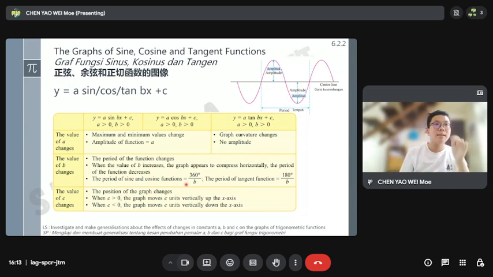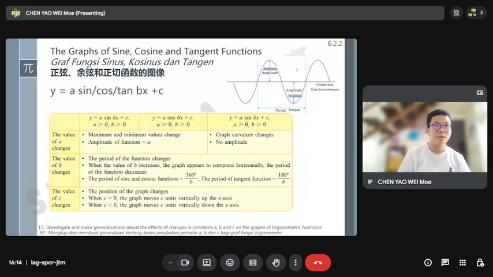For the C value, when it changes, it's just the position of the graph that changes. When the C value moves up, the graph is higher, and when it moves down, it is lower. It's just simple. Okay, that is for the English version.